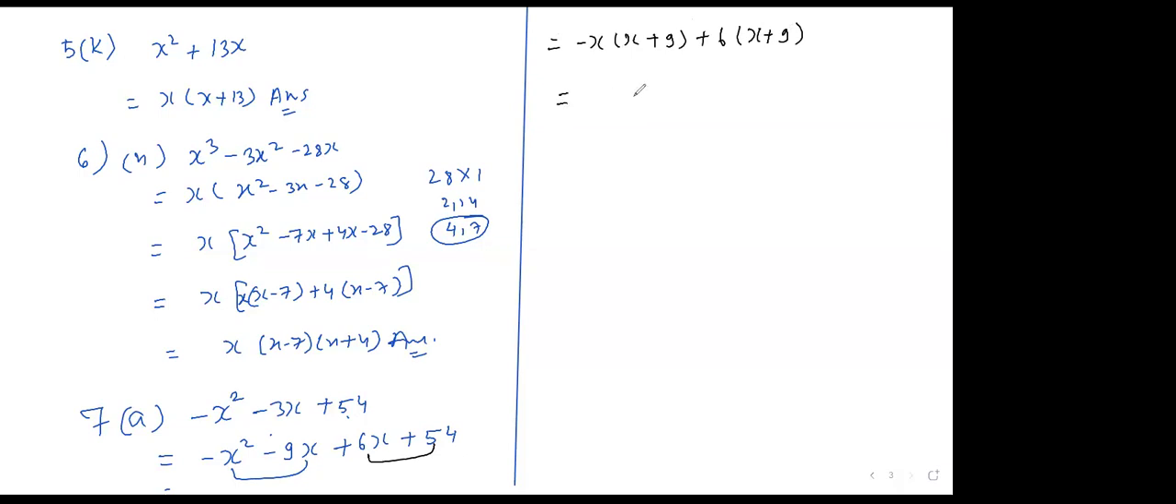Wait, so because we took out minus x, the minus signs will go away then, right? Yes. If we take negative sign common outside the parenthesis, then the sign will be altered. So we have x plus 9 times negative x plus 6, or we can write 6 minus x. So this will be the answer. I hope you understood it. Yeah, I understood. I'm making you understand one more question, that is part 7K.